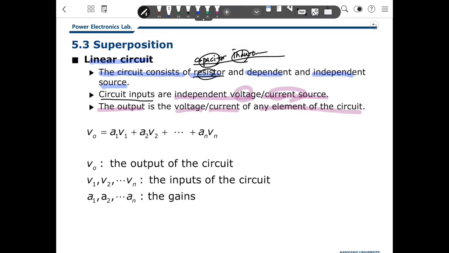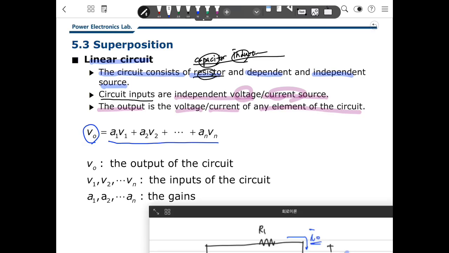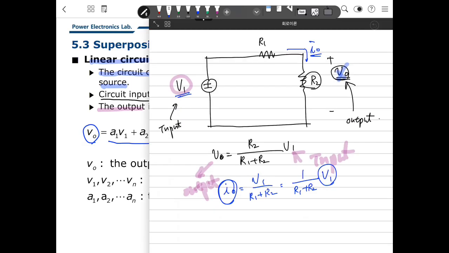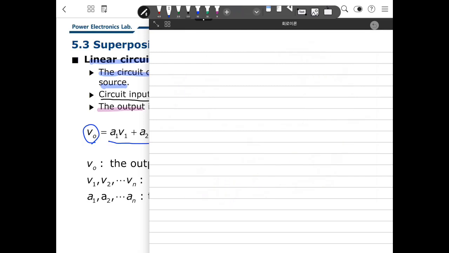Then, if some example here, the V out is a function of this here. That means, I will give you a simple example here. Another example I'll give you.